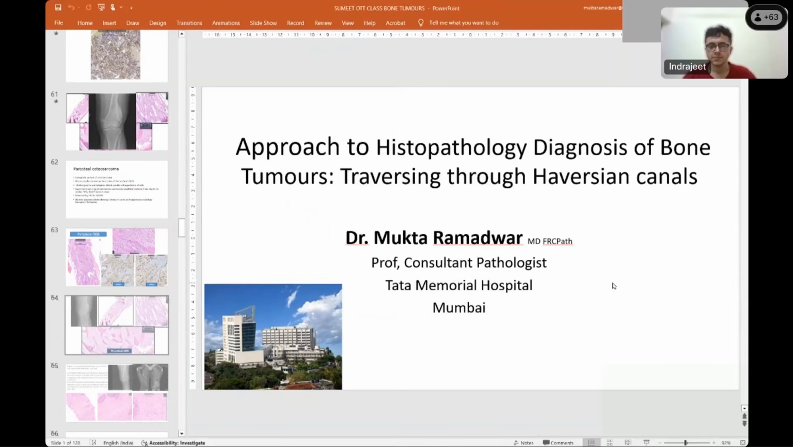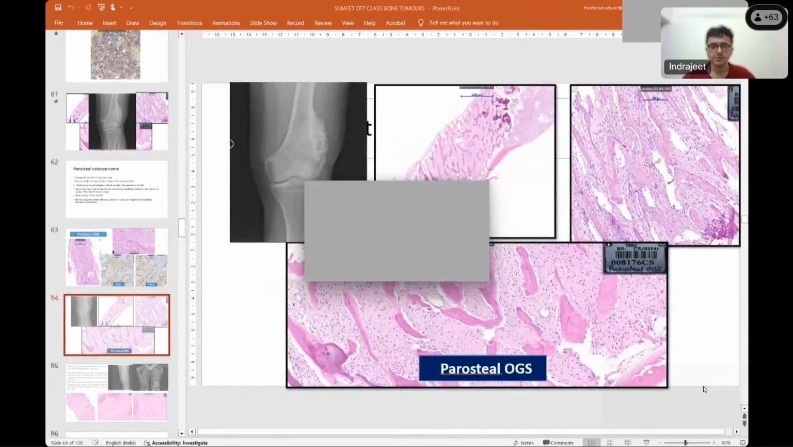So just likewise, the histology of these two are also fundamentally different. One is entirely a cartilaginous tumor. And another, as you saw here, looks like a fibro-osseous tumor. So very different histology.